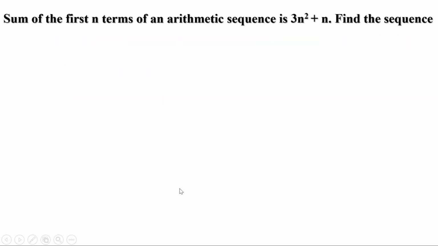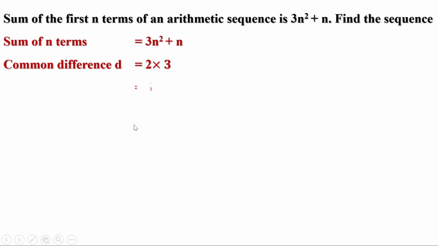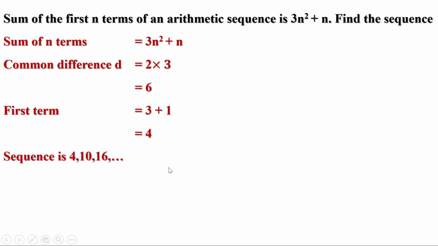Now let us take an example. Sum of the first n terms of an arithmetic sequence is 3n square plus n. Find the sequence. Here sum of n terms is 3n square plus n. We know the coefficient of n square is half the common difference. So 3 is half the common difference. So common difference is 3 into 2 or 6. First term is the sum of the coefficients of n square and n. That is 3 plus 1 or 4. We got the first term, we got the common difference. Now we can easily write the sequence as 4, 10, 16, etc.